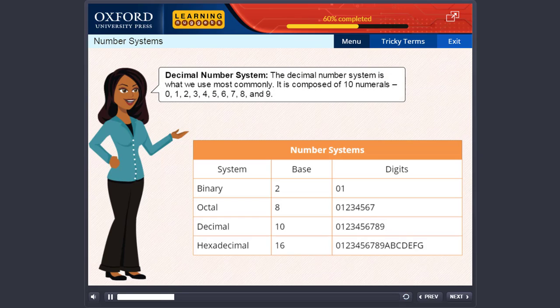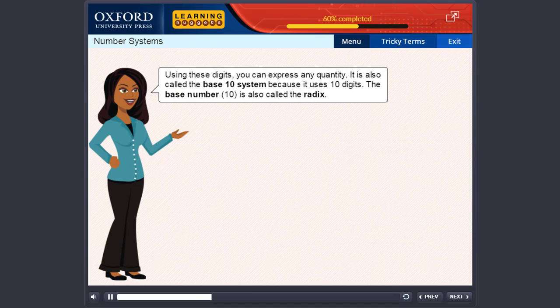Decimal number system. The decimal number system is what we use most commonly. It is composed of 10 numerals: 0, 1, 2, 3, 4, 5, 6, 7, 8, and 9. Using these digits, you can express any quantity. It is also called the base 10 system because it uses 10 digits. The base number, 10, is also called the radix.